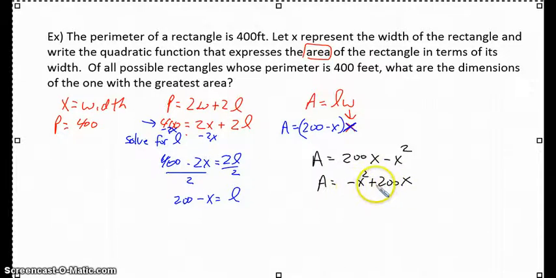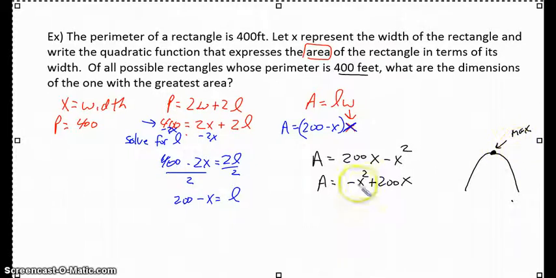As I think about this problem, it says, of all possible rectangles whose perimeter is 400 feet, what are the dimensions of the one with the greatest area? This is going to be a quadratic that's going to be opening down because of this negative. So my graph is going to be something like that. If I want to find the greatest area, it's going to occur at the maximum value, which would be the vertex here. If the parabola was opening up, then it would occur at the minimum value, and that would actually be the smallest area. But I'm dealing with the greatest one, so I'm going to find the maximum value.